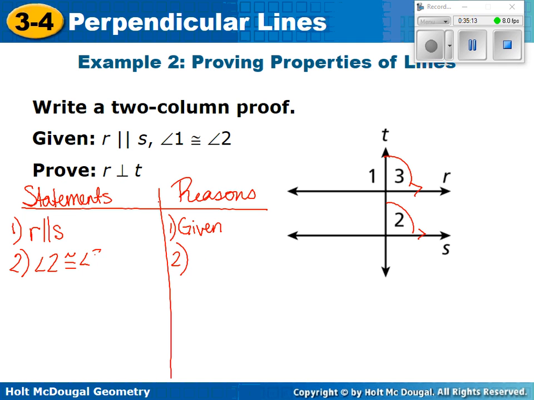What tells us that? Corresponding angles postulate. Why is it not converse? We're not proving lines parallel, we're proving angles congruent. So you already know the lines are parallel. You're trying to prove the angles congruent. That's the original theorem or postulate. Corresponding angles postulate.